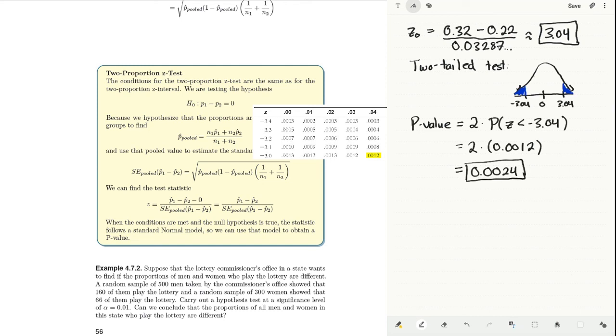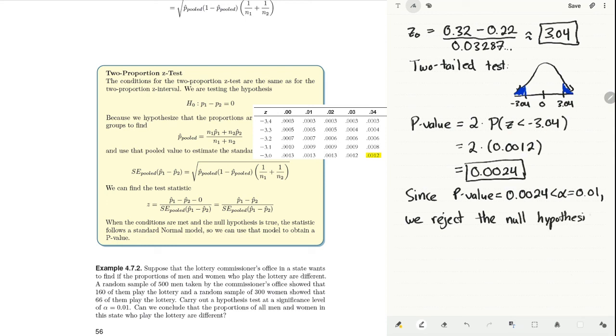And now we'll compare this to the significance level. So since the p-value, which is 0.0024, is smaller than the significance level of 0.01, we will reject the null hypothesis. And since we rejected the null hypothesis, this means that we have evidence for the alternative.